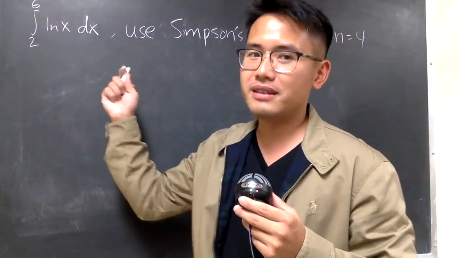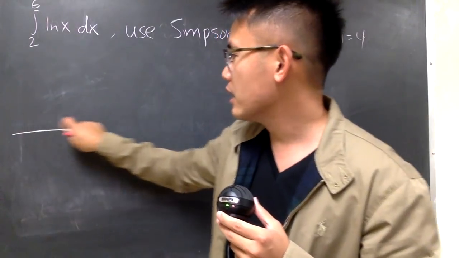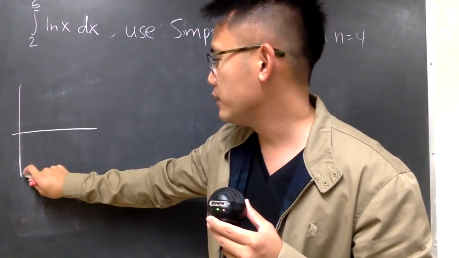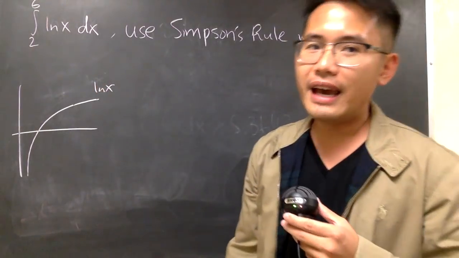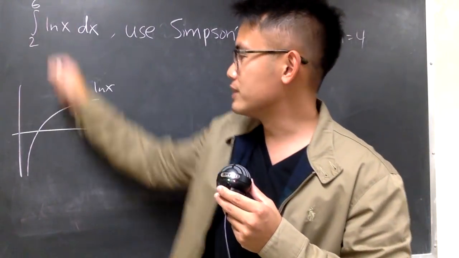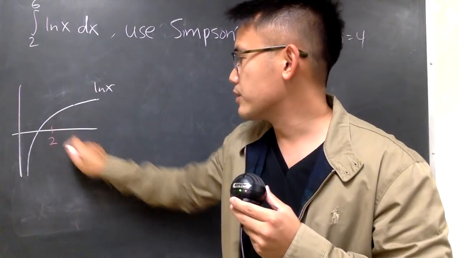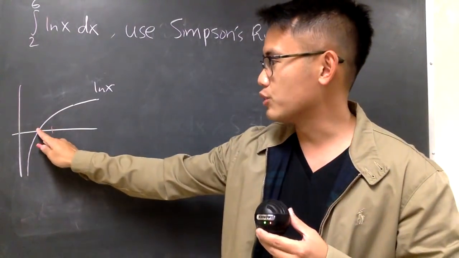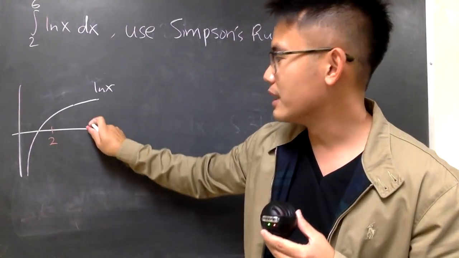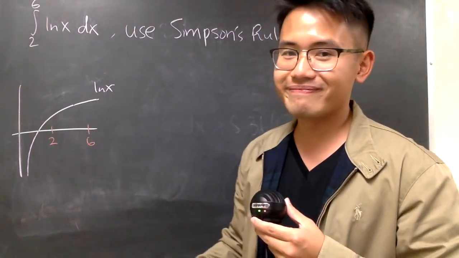So here is the integral. And perhaps if you would like, you want to have a picture right here, I will give you guys the picture for ln x. So here is ln x. And we are talking about from 2 to 6. So let me mark it right here as 2, because we know ln 1 is 0, so this should be 1. So let me just say this is 2. And let's say the 6 is right here.